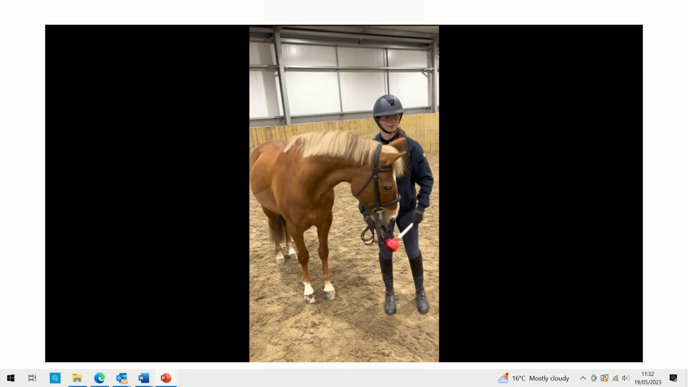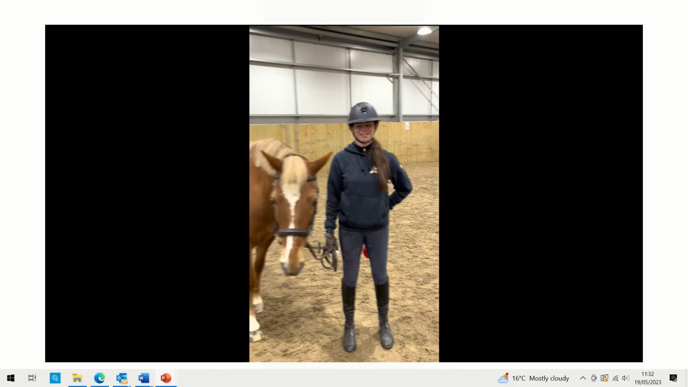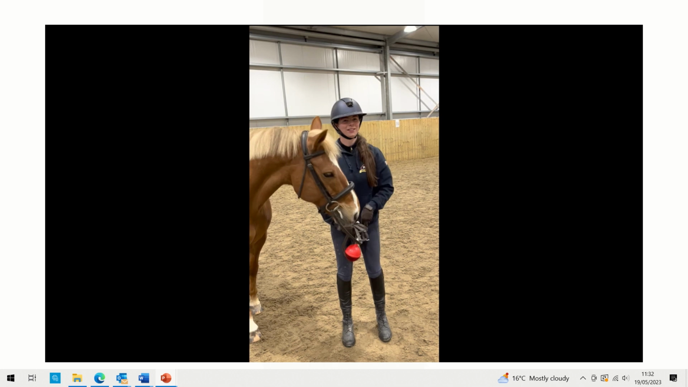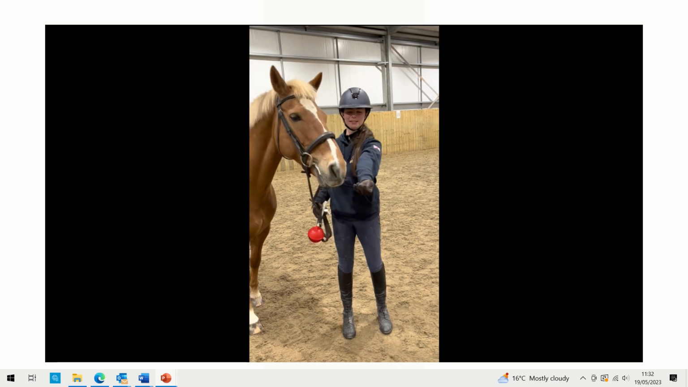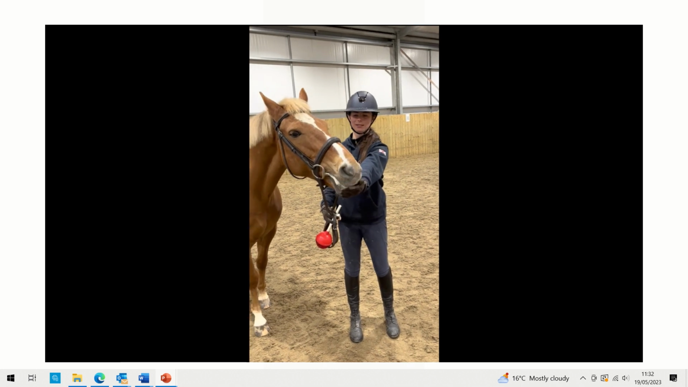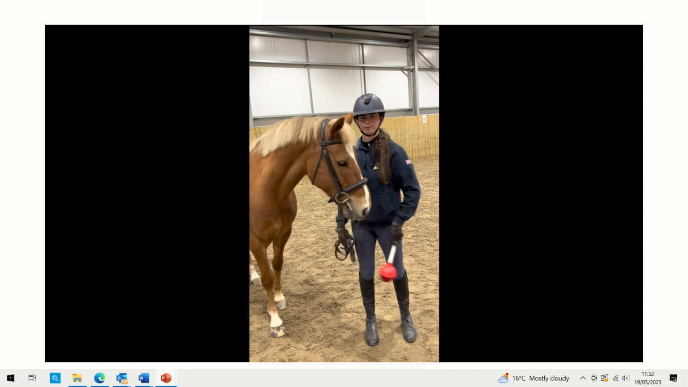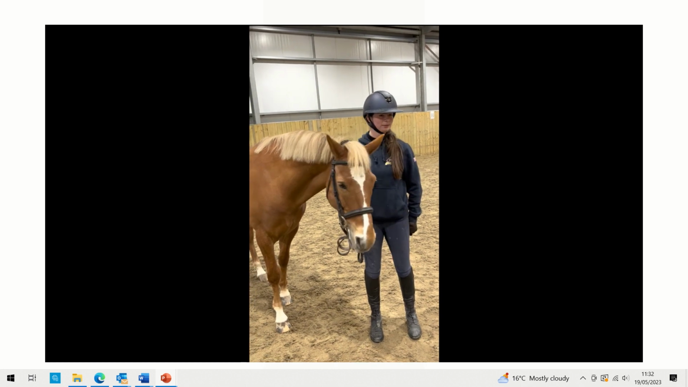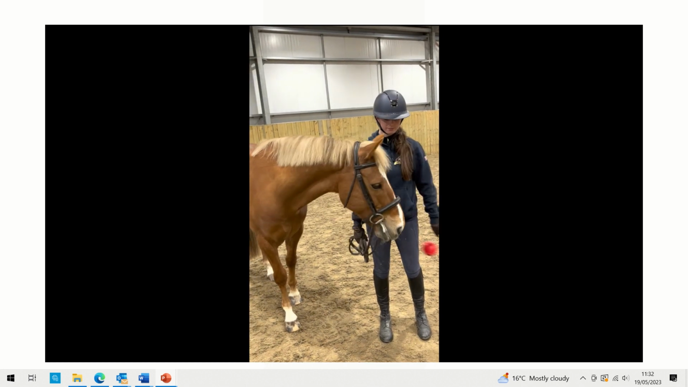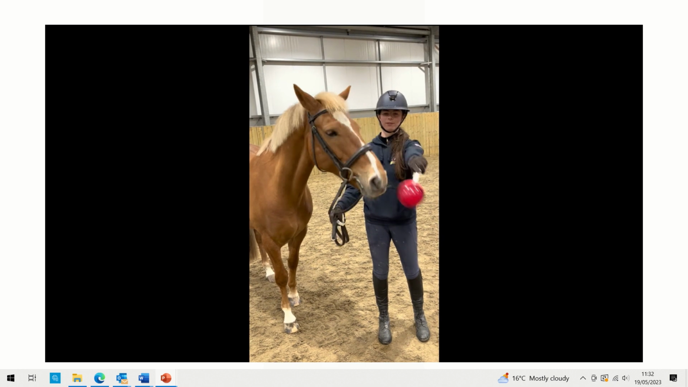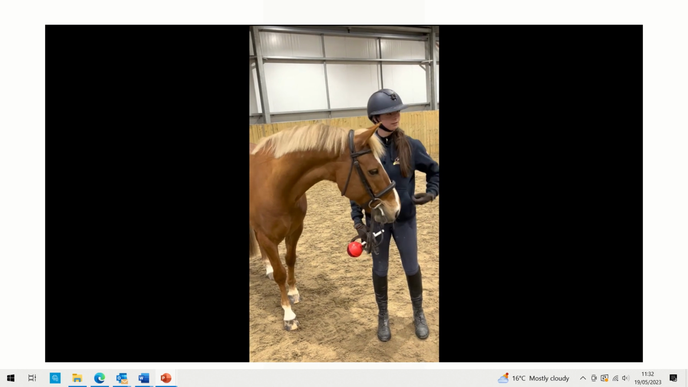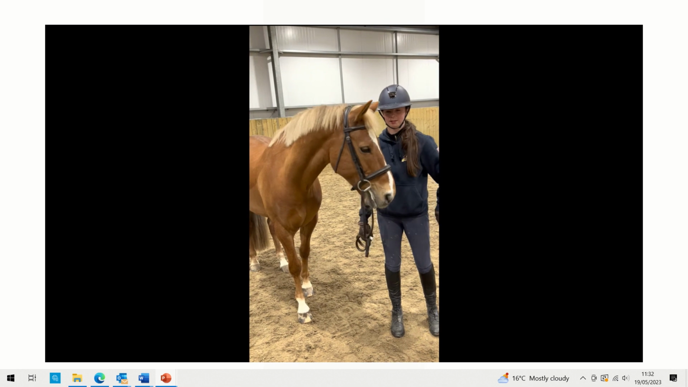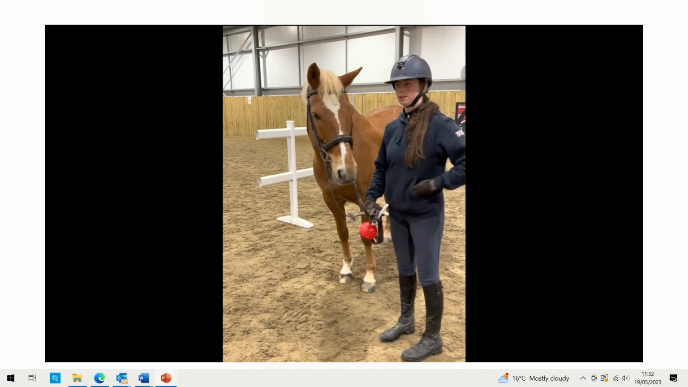And then if he didn't seem to understand it, I asked the question slightly differently, and I'd make it a bit easier to try and help him achieve what I was asking, so I'd bring the target a bit closer and make sure that he was able to achieve it. And then he picked it up quite quickly. I was able to put the target in different places, and he got the hang of it quite quickly.